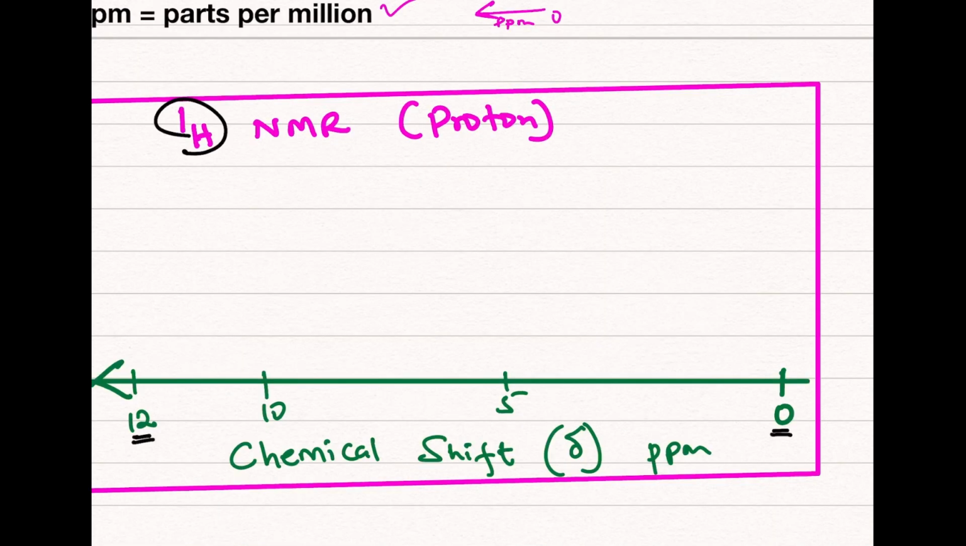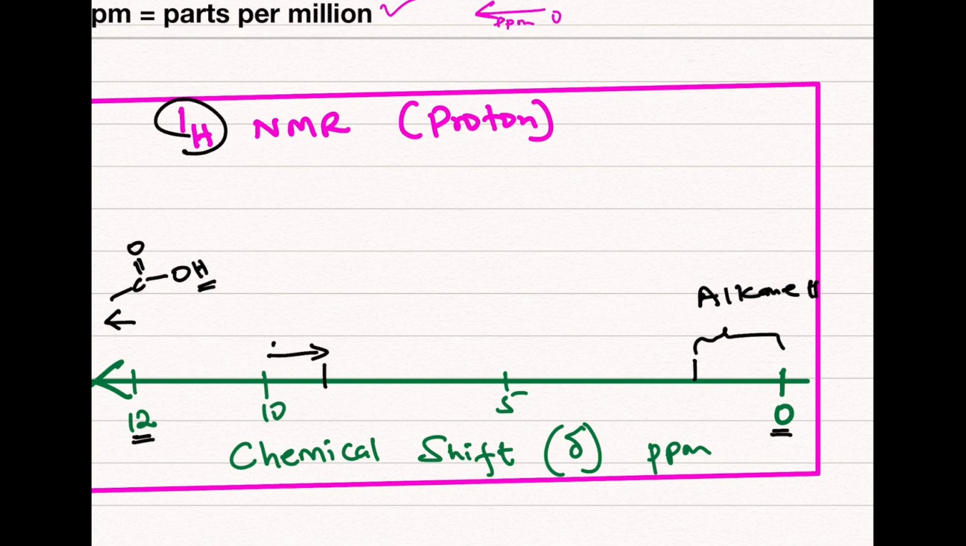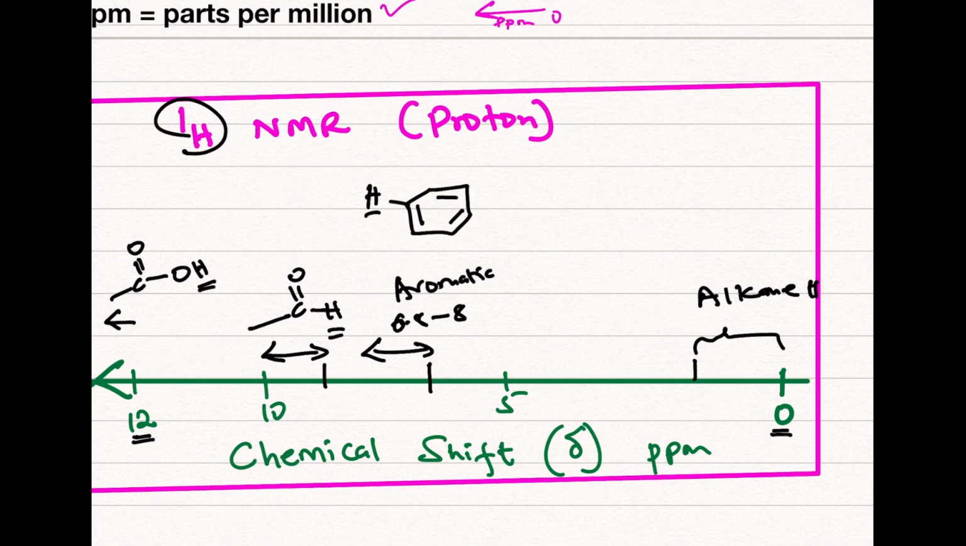From around 0 to 1.5 ppm, this region here, you have alkane protons, alkane hydrogens. And then 12 to 14, that's carboxylic acid protons, that hydrogen. Between 9 and 10, you have aldehyde protons, so that proton. Around 6.8 to 8, that's aromatic protons. So if you have something like benzene, that hydrogen there.